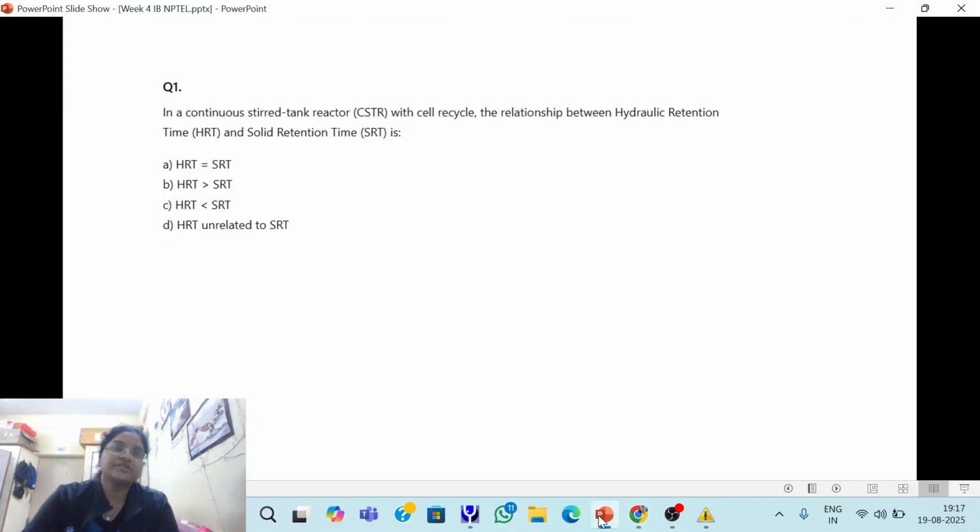In a continuous stirred tank reactor with cell recycle, the relationship between hydraulic retention time and solid retention time is: HRT is equal to SRT, HRT is greater than SRT, HRT is lesser than SRT, or HRT is unrelated to SRT.